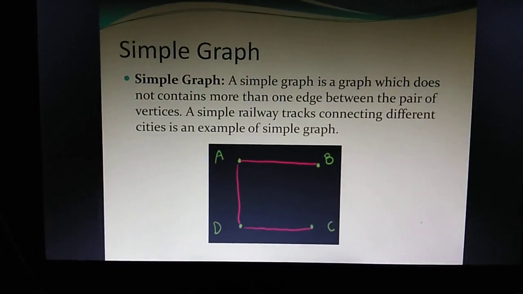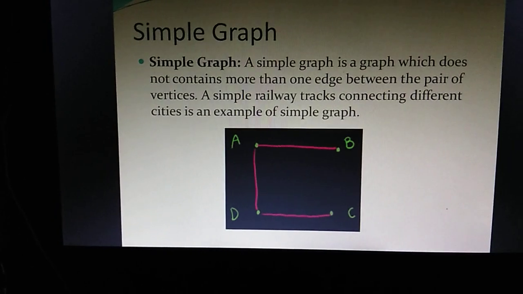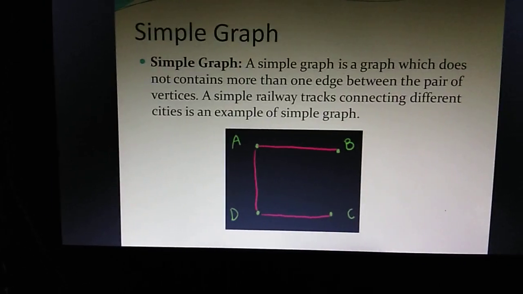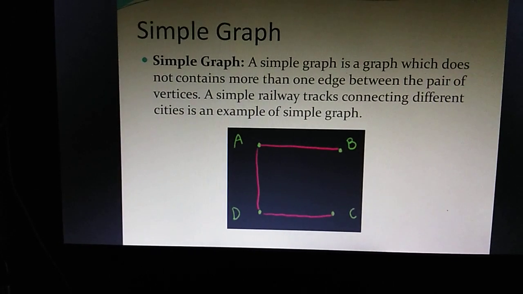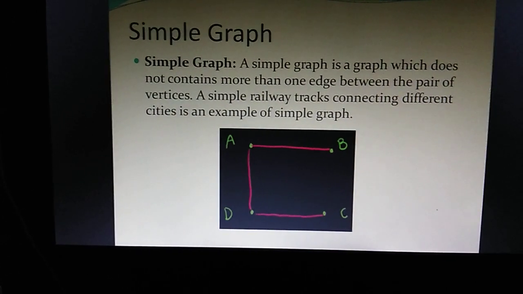Next one is the simple graph. A simple graph is a graph which does not contain more than one edge between a pair of vertices. Simple railway tracks connecting different cities are an example of a simple graph.